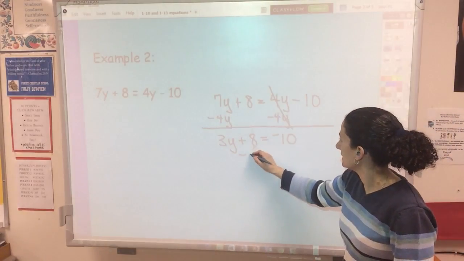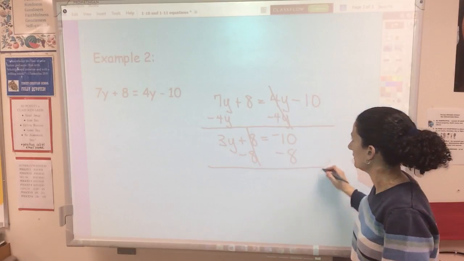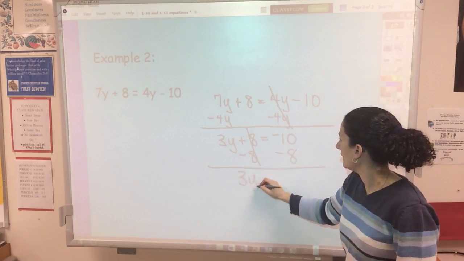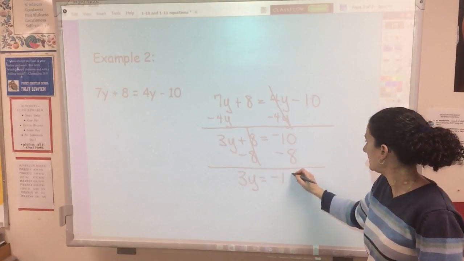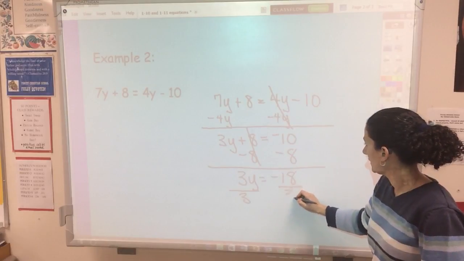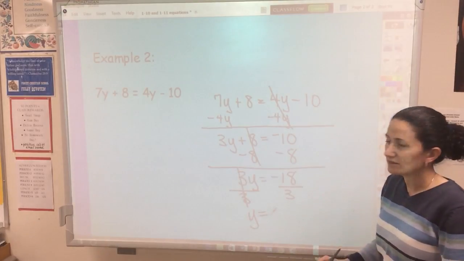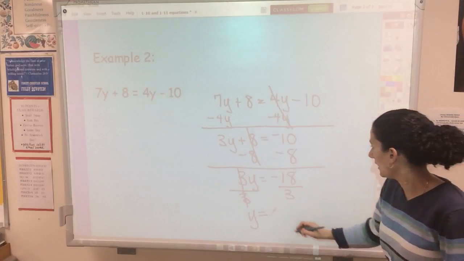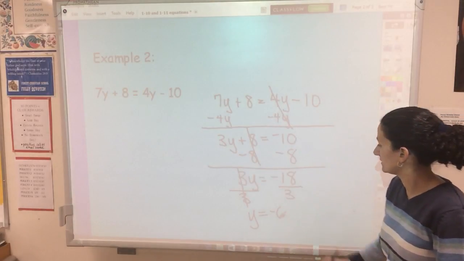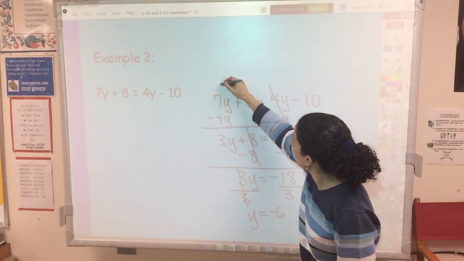I will minus 8 from both sides. That cancels, and I've got 3y equals negative 18. And then I divide both sides by positive 3. And that will cancel. Y is now alone, isolated. That's what I wanted. And y equals negative 6. You can go back and plug in the negative 6 and see if it works.